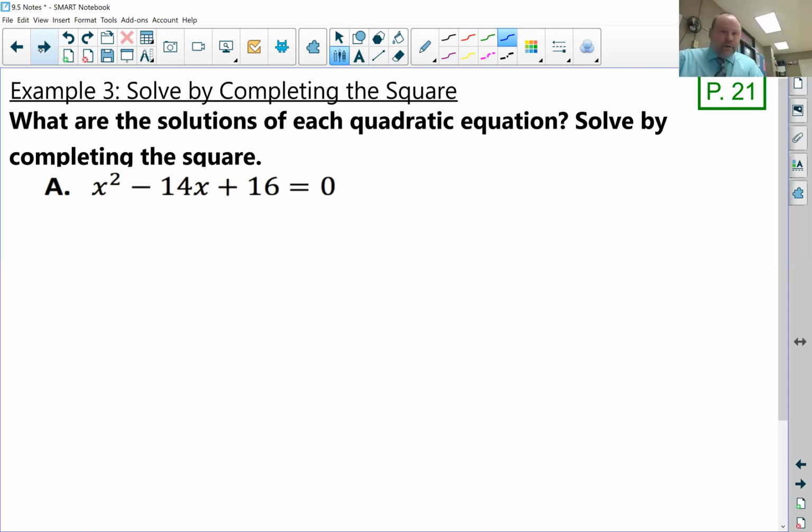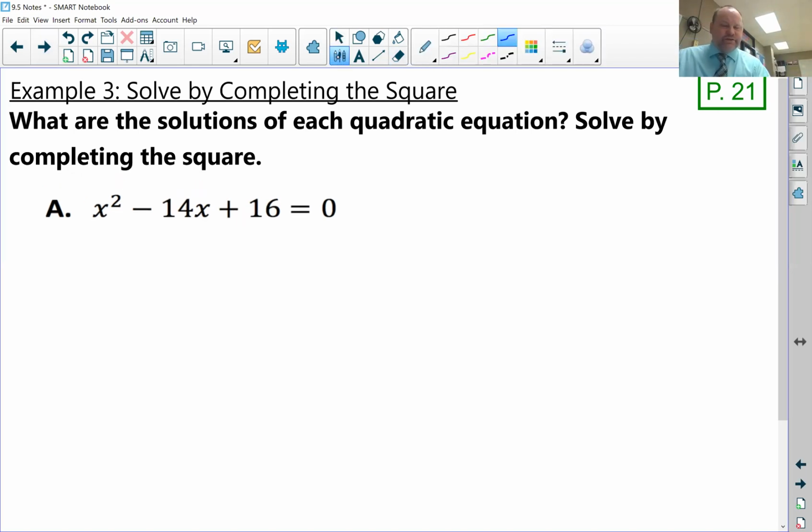All right. What are the solutions of each quadratic equation solved by completing the square? All right, so first thing we need to do, get that plus 16 to the other side of the equal sign by subtracting 16.